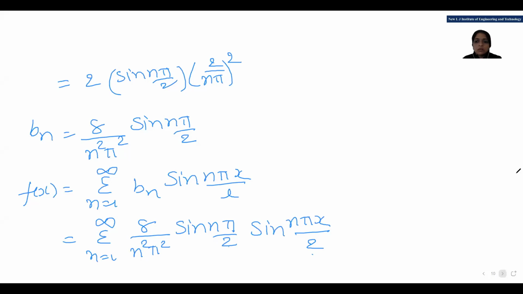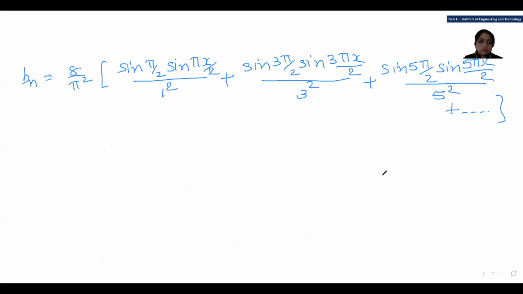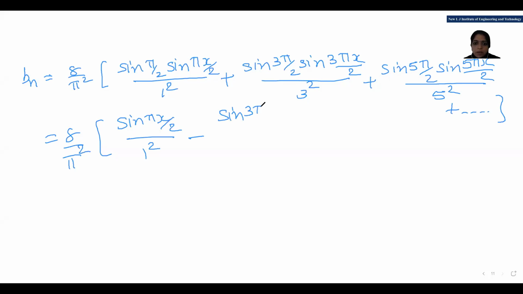So this is the series, but now sine pi by 2 is, students, sine pi by 2 is 1. Sine 3 pi by 2 is minus 1. Sine 5 pi by 2 is 1. So 8 upon pi square, this sine pi by 2 is 1, so we have sine pi x by 2 upon 1 square. This sine 3 pi by 2 is minus 1, so sine 3 pi x by 2 upon 3 square.